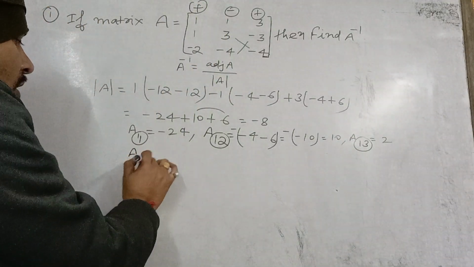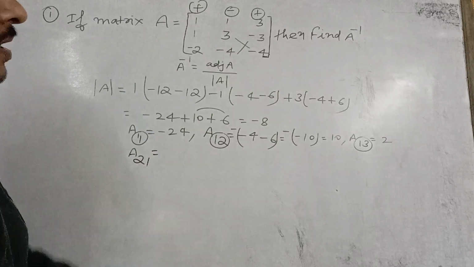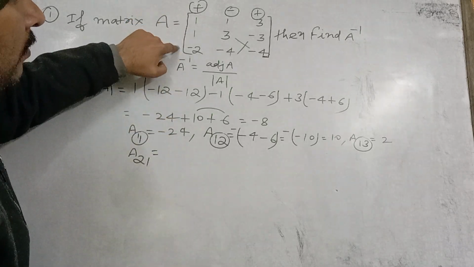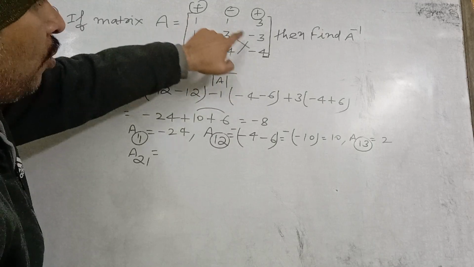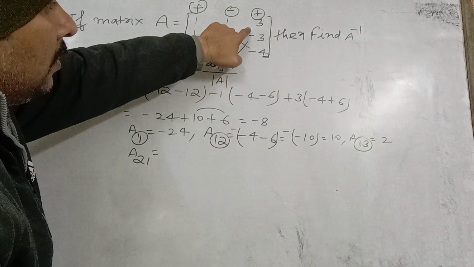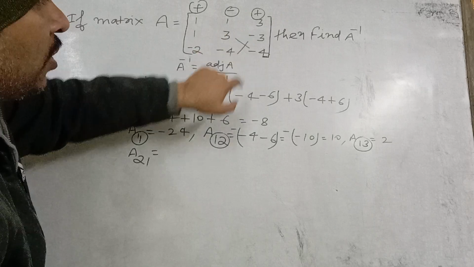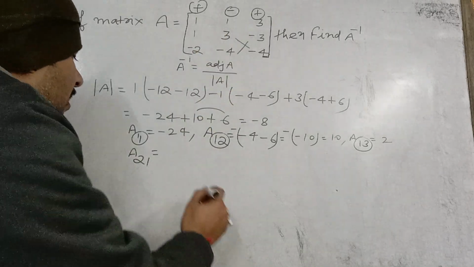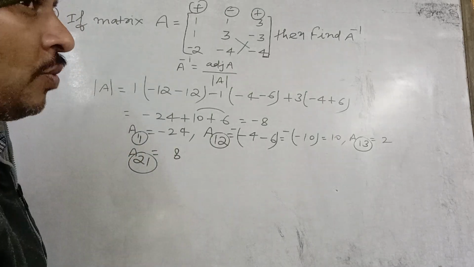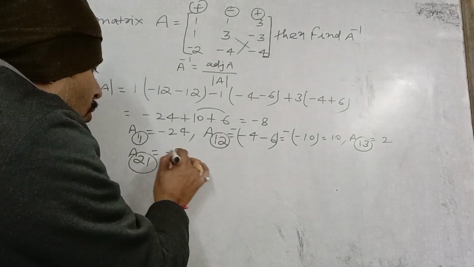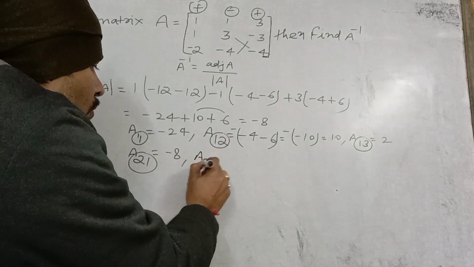Now second row, first column. This is the second row and this is the first column. So 1 multiply -4 is -4 plus 12. -4 plus 12 equals 8. But the sum is odd because 2 plus 1 is 3. So put a negative sign before this.